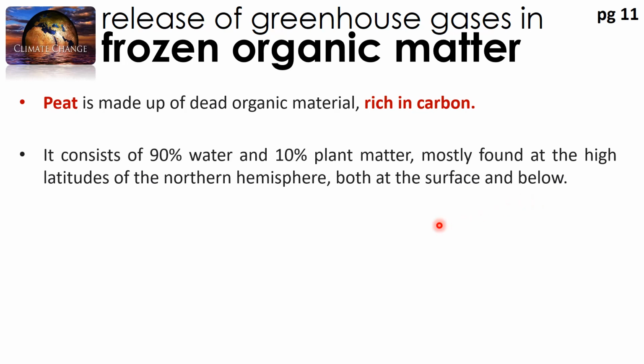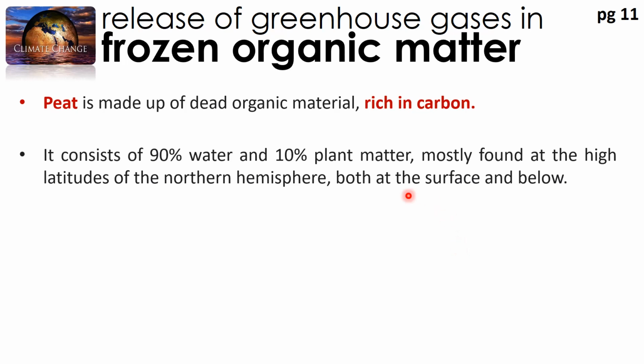For instance, the soil in Indonesia is largely made up of peat, containing a lot of dead organic material rich in carbon. That is why when forest fires happen in Indonesia, it's quite difficult to extinguish them, because the peat in those forested areas is what is burning. It's very rich in carbon, so it burns very well, and it's very difficult to extinguish peat fires.